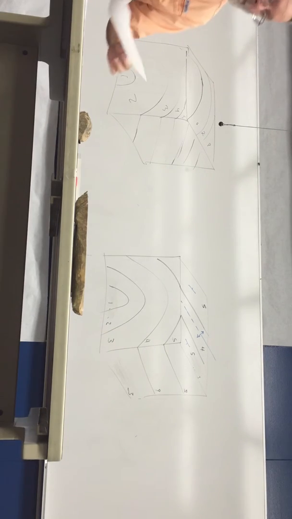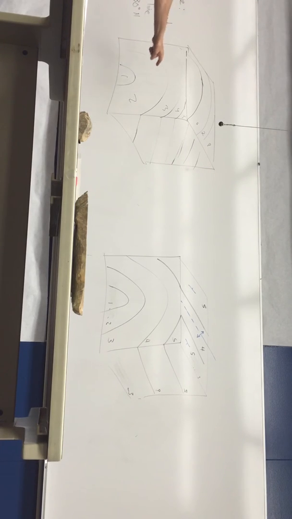Okay. So if the hinge surface is vertical, I should say this is strike and dip. Surface.